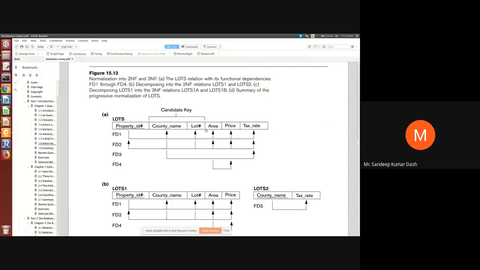You see there is another relation given. Here property ID is the primary key, only a single primary key. County name and lot number is a candidate key. You know the difference between primary key and candidate key? I hope you remember. Candidate key means this is also a candidate for primary key. That's why the name is candidate key. This is also a candidate for primary key.